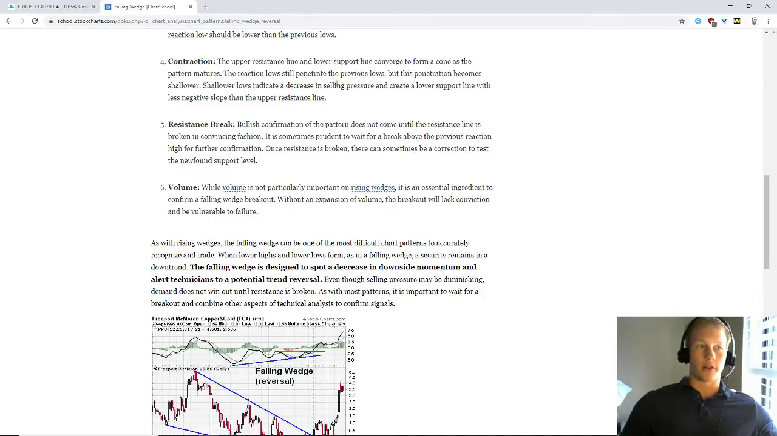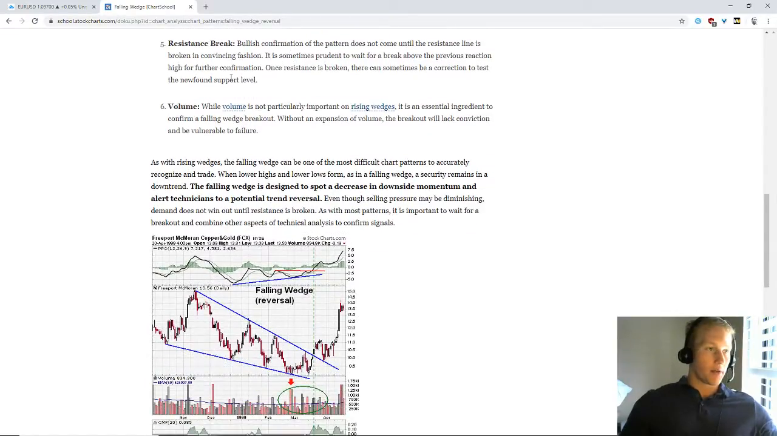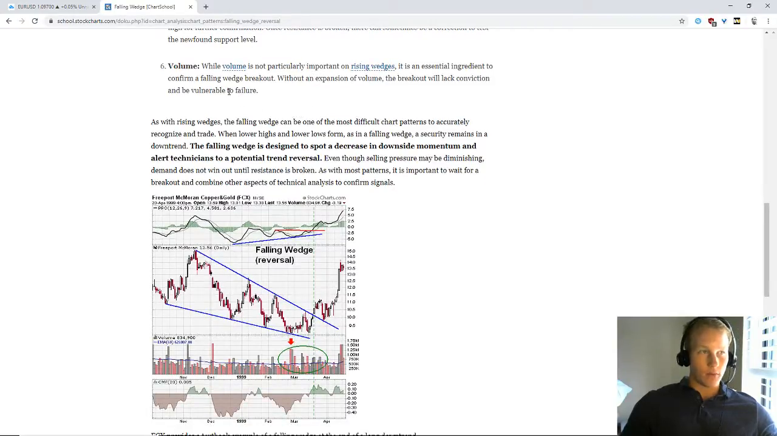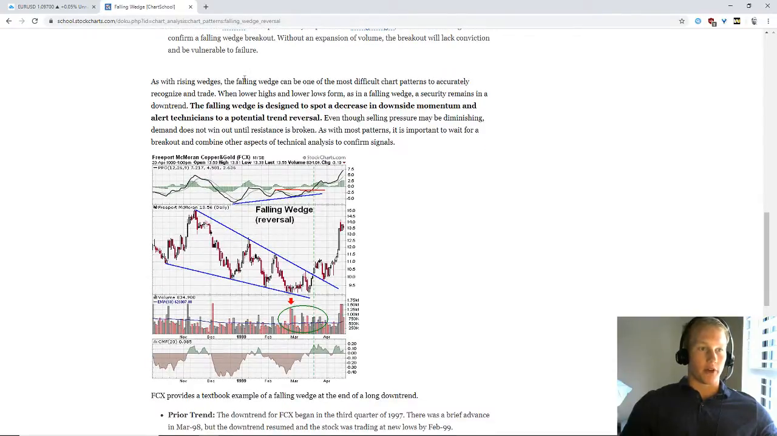Shallower lows indicate a decrease in selling pressure and create a lower support line with a less negative slope than the upper resistance line. Resistance break. Bullish confirmation of the pattern does not come until the resistance line is broken in a convincing fashion. It is sometimes prudent to wait for a break above the previous reaction high for further confirmation. Once resistance is broken, there can sometimes be a correction to test a newfound support level. Volume. I'm not going to cover volume.